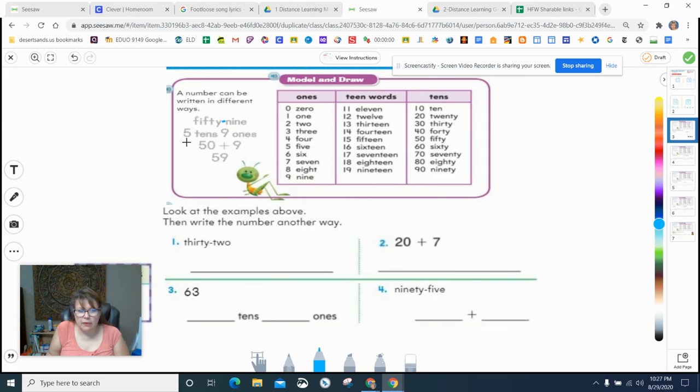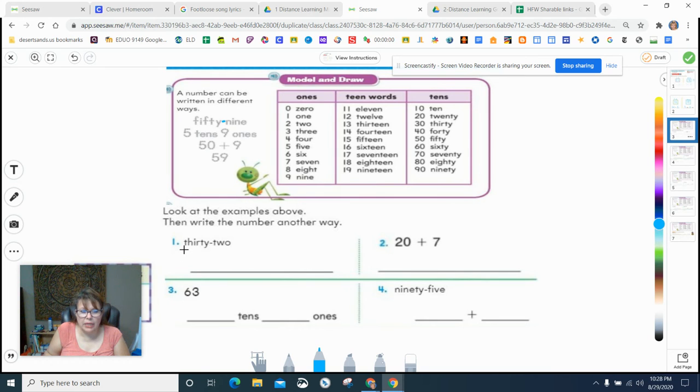Or it can also be 5 tens, that means number and word, and 9 ones. Or we can represent it in expanded form, 50 plus 9, or just the standard form, which is 59, just the number. So right here it says, look at the examples above, which is these. It gives you some clues so you can remember to try to do it differently. Then write the number another way.